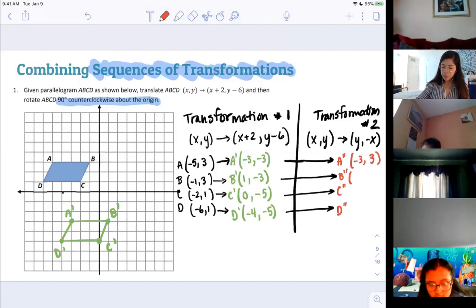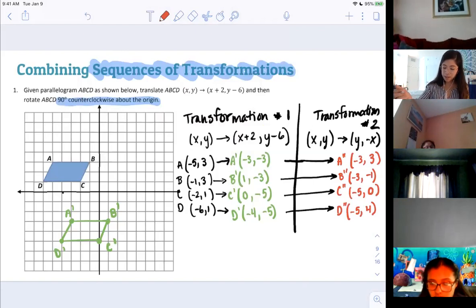So now again, they switch. So I have -3, but then my +1 becomes -1. For C prime, they switch. So I have -5. 0 will just stay as 0. And then for D, same thing. They switch. So I have -5, but then -4 becomes +4. So here are my final coordinates for my final image. Let me go ahead and plot them.